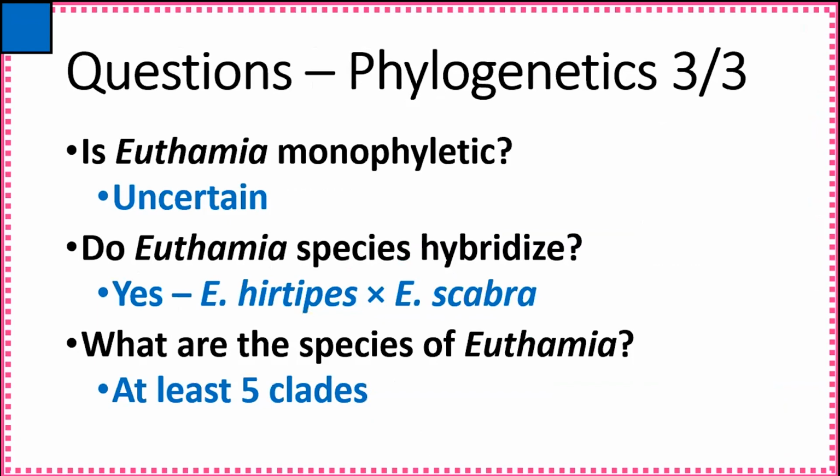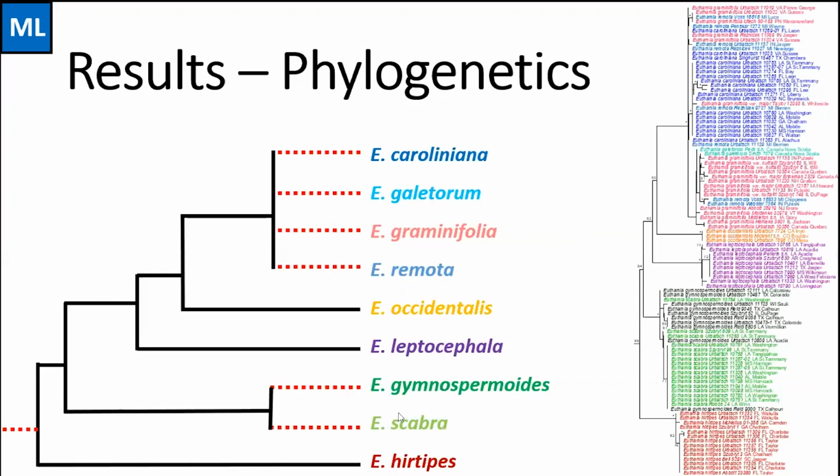So using these data, we're not entirely certain if Euthamia is monophyletic. There are at least 5 clades that pop out using these data. And we also did notice there are some hybrid samples that we found between 2 species, this green scabra here at the bottom, and the red hirtipes all the way at the bottom. Those 2 have a parapatric range. They overlap a little bit in the Florida Panhandle, and we do see hybrids with highly polymorphic sequences in them, indicating they're maybe F1 or F2 hybrids.